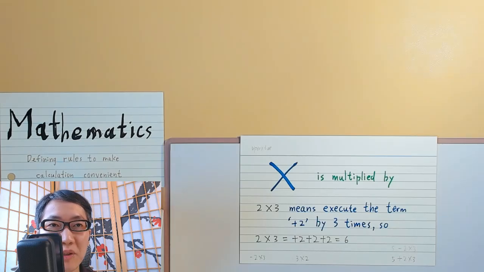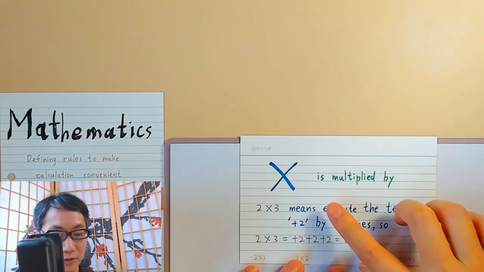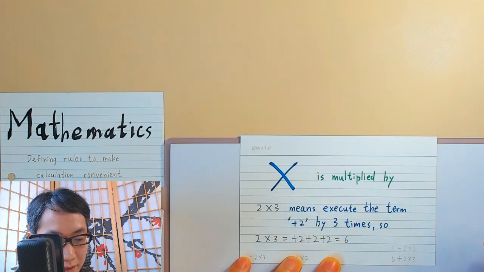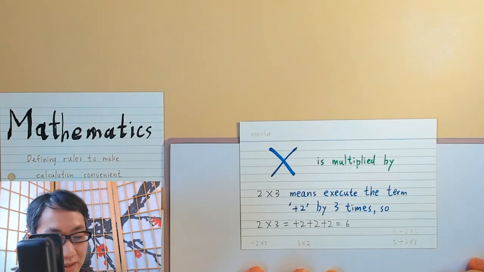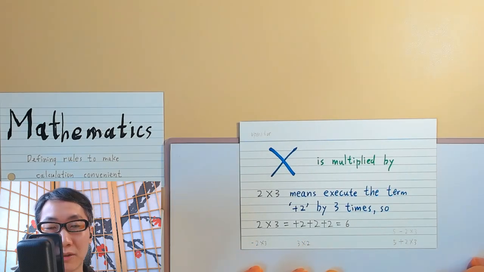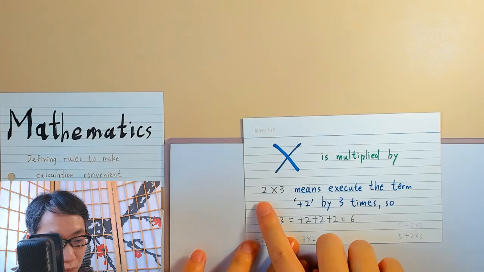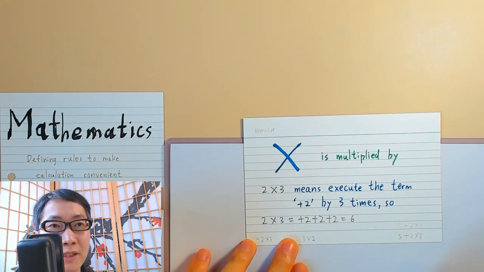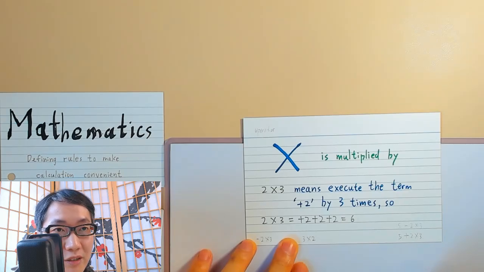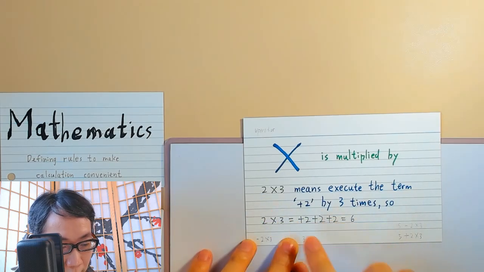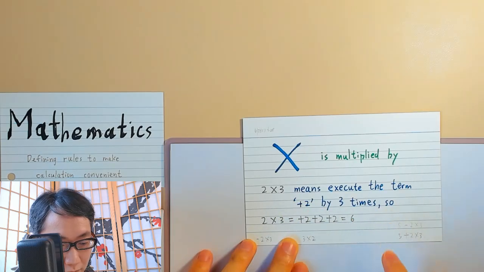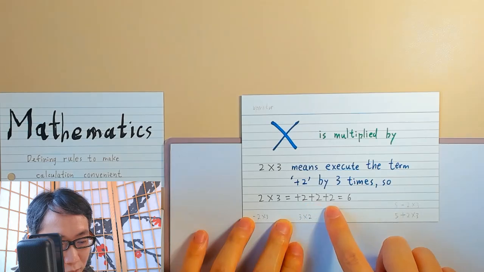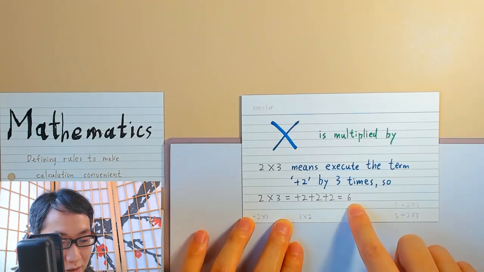Today's topic is multiplication. This is the sign or symbol for multiplication. It's an operator. It's read as "is multiplied by" or "times." So here we have positive 2 times 3, or positive 2 is multiplied by 3. It means that we will execute the term positive 2 by how many times? By 3 times. Okay. So we have positive 2, positive 2, positive 2, and the answer is positive 6.